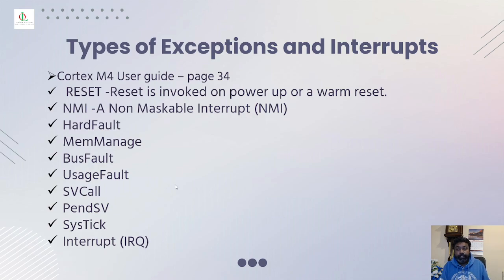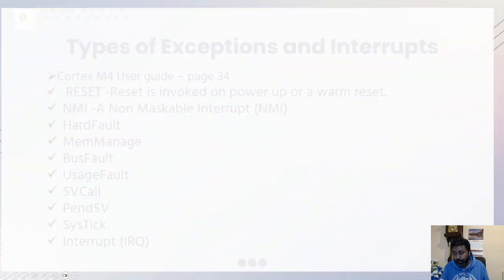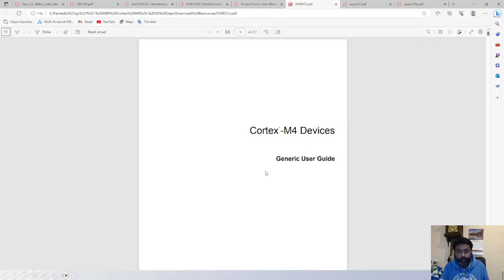The types of exceptions and interrupts are in the Cortex-M4 user guide on page 34. I'll show you where it is. So opening the Cortex-M4 devices guide, going to page 34.